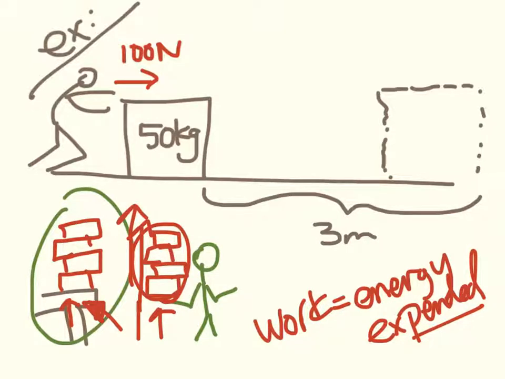So here's a simple example. We have some person, they are exerting some force, 100 newtons, on, it looks like a 50 kilogram box. 50 kilograms, that's about 110 pounds. And what they're going to do is push this box through a distance of 3 meters. And we are interested in how much work the person does.